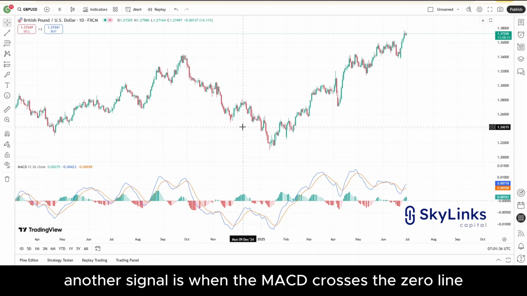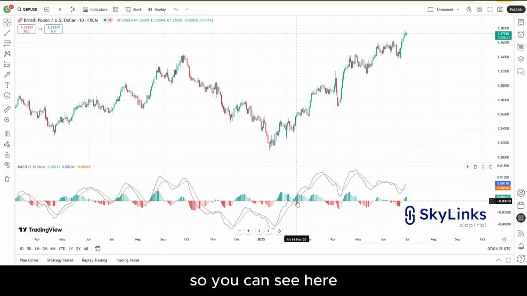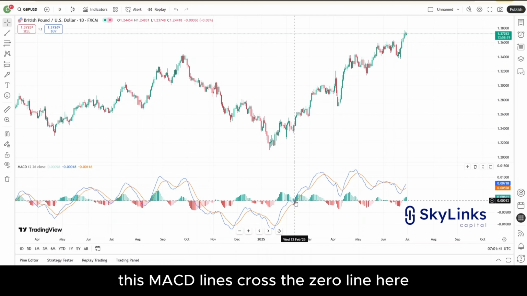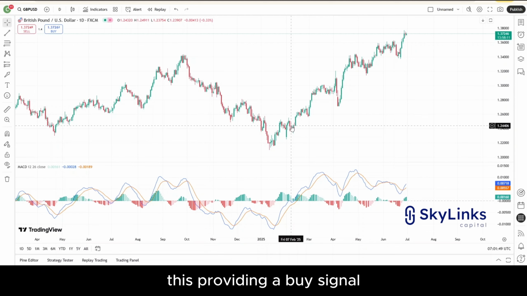Now another signal is when the MACD crosses the zero line. So you can see here, this MACD line's crossed the zero line here, providing a buy signal.